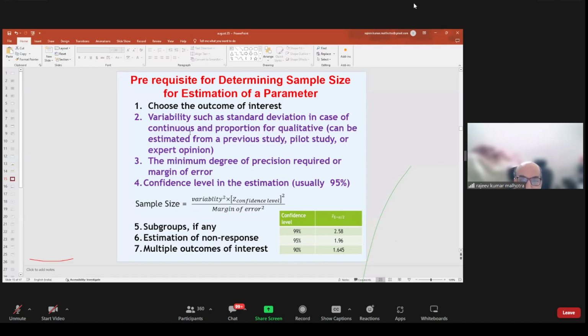The fourth thing is the confidence level of the estimation, which is usually 95%. You have to select your confidence level of estimation. You can increase it to 99% also.